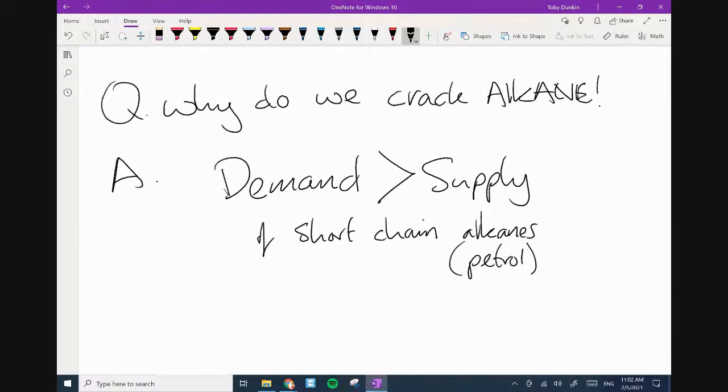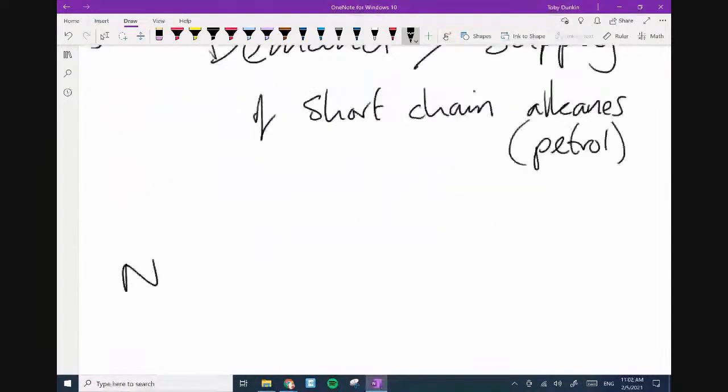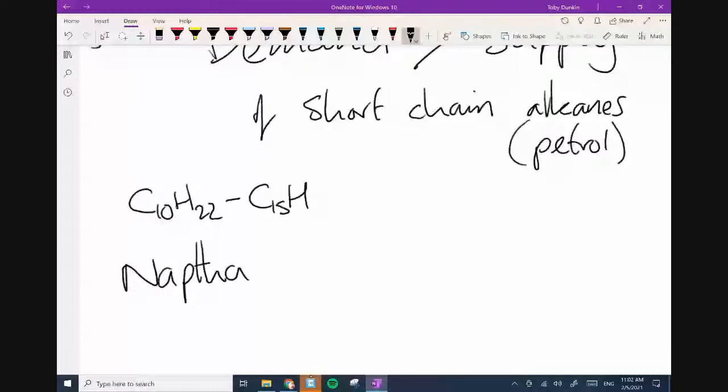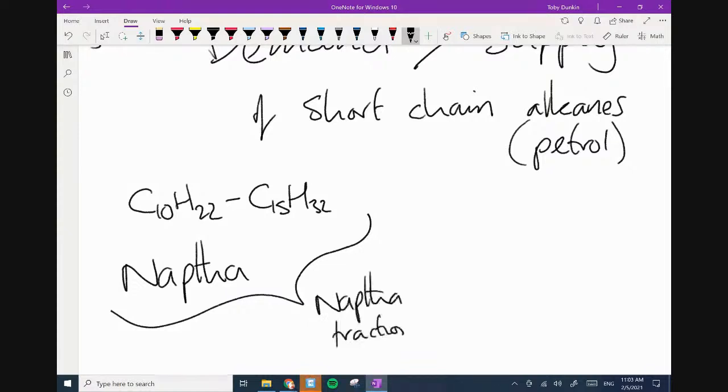What we do is we take naphtha. This is the only time you ever get to see naphtha, folks. Naphtha is about C10H22, up to about C15 or 16, H32. This is called the naphtha fraction. So, first question, Josh: what do you notice about the fraction, in terms of the alkanes it contains?